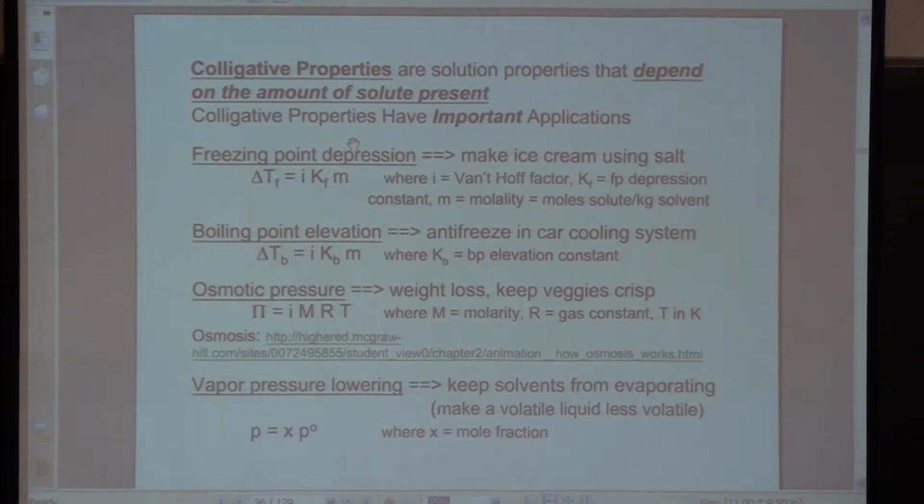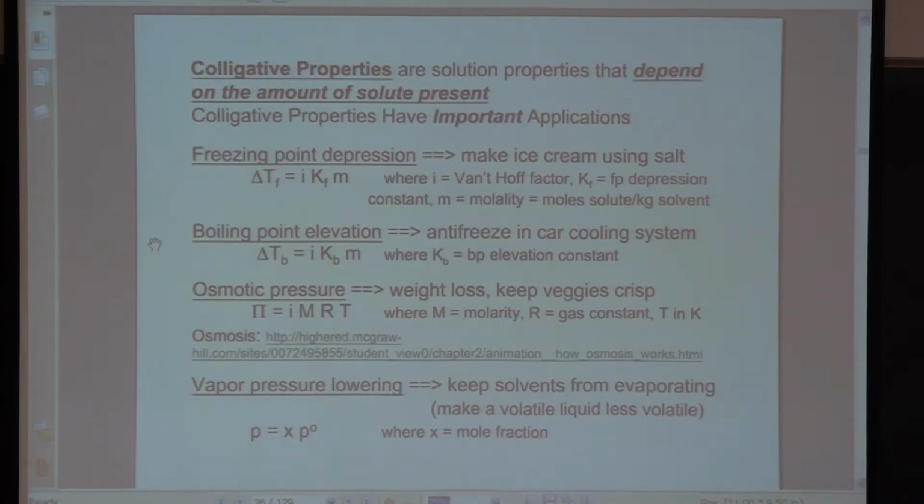Okay, so here's another property. These are called colligative properties. Now, these colligative properties include freezing point depression, boiling point elevation, osmotic pressure, and vapor pressure lowering. So there are quite a few applications of these. For example, for freezing point depression, you can make ice cream using salt, and you can do that in the lab too. You do that either next Thursday, one week from today, or the following Tuesday.